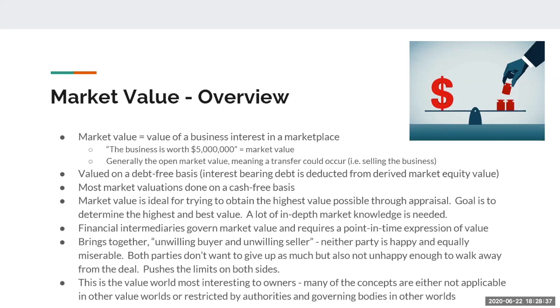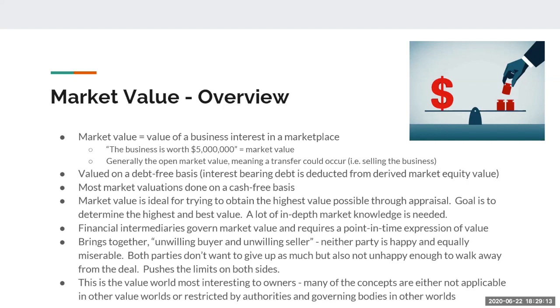And in this case, when we refer to market value, it's generally talking about the open market value, meaning that if I were to want to sell or transfer the business at some point in the future, this is basically what I would need to be paid in order to let go of my business interests or the equity that I have in my business. And the way market value is calculated, it is valued on a debt-free basis. So any sort of interest-bearing debt is basically deducted from the valuation of your business.